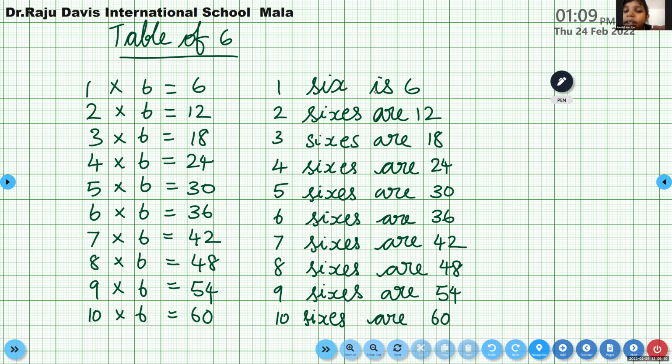Risa, please start. Later, I will give you a chance. 1 into 6 equals 6. 2 into 6 equals 12. 4 into 6 equals 24. 6 into 6 equals 36. 7 into 6 equals 42. 8 into 6 equals 48. 9 into 6 equals 54. 10 into 6 equals 60. You have a network issue. Okay, now I will give you a chance later.